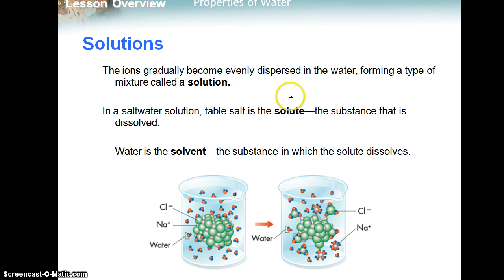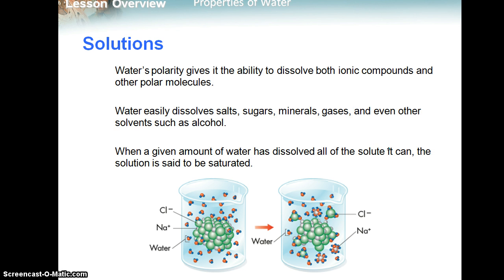In solutions, we have two things. We have a solute, which is being dissolved, and we have a solvent, which is doing the dissolving. Because water is polar, it has an ability to dissolve things that are both polar and nonpolar. We can have ionic compounds and other molecules. So water can easily dissolve salts and sugars and minerals and gases and all those things that we need. It can even dissolve things like alcohol to help get it out of our system.